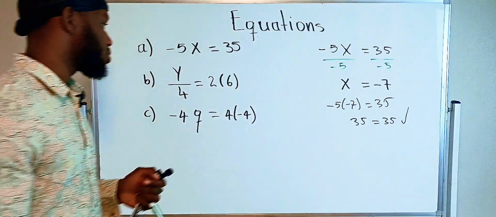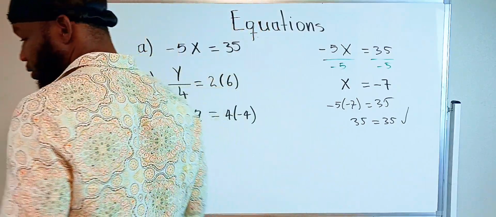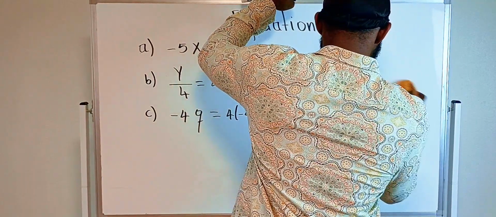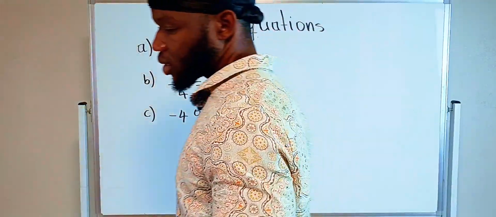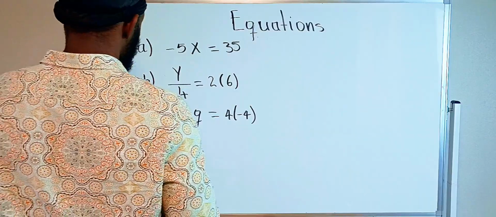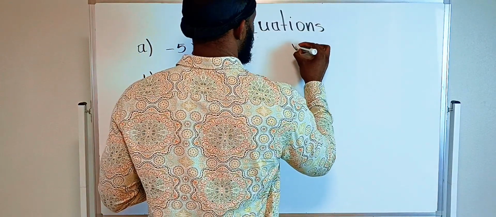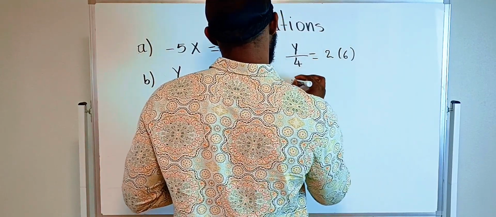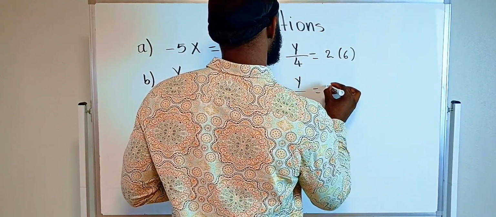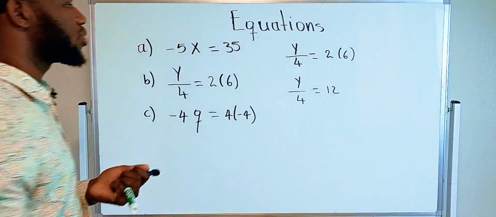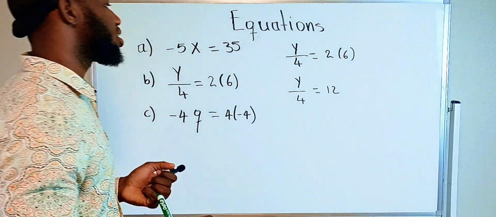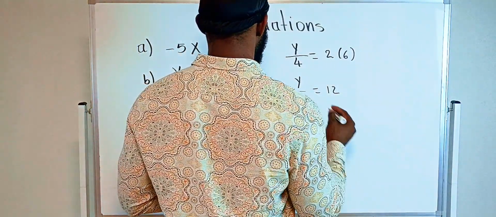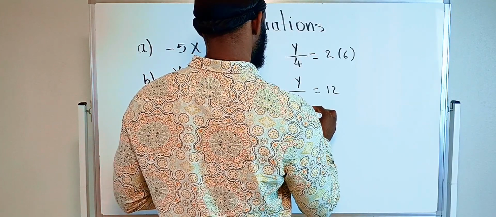So let's go for the second one, guys. The second one is not difficult at all. We got y over 4 equals 12. What we can do over here is multiply both sides by 4 in order to get rid of the 4, so we can have y isolated.